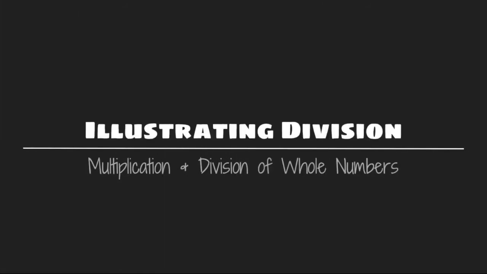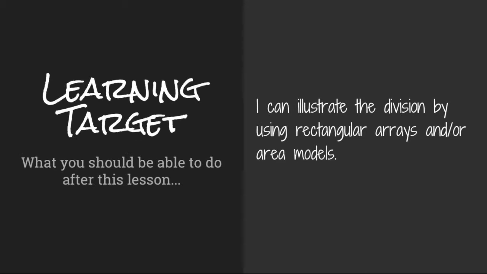All right, so today we're going to continue our conversation on multiplication and division of whole numbers by examining the concept of how to illustrate division. And really, when we talk about illustrating division, we're going to talk about illustrating using two different models. First one would be the rectangular array, and the second would be the area model. Now, one of the things that I do want to point out is the rectangular array is specific for a specific set of numbers, whereas the area model can handle larger numbers.